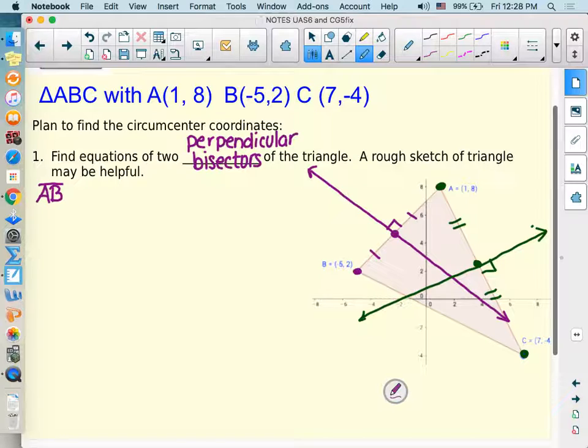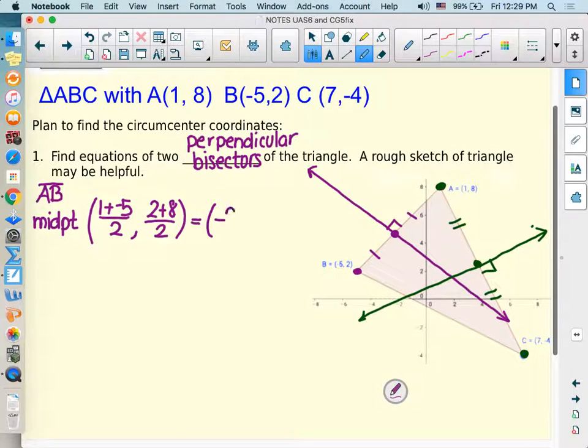So side AB, in order to find a perpendicular bisector equation for it, I need its midpoint. And as you work through the midpoint formula, you're averaging x coordinates and you're averaging y coordinates. Make sure that you've got good algebra work. So the ordered pair negative 2, 5 is a point on my perpendicular bisector because it's the midpoint of the side.